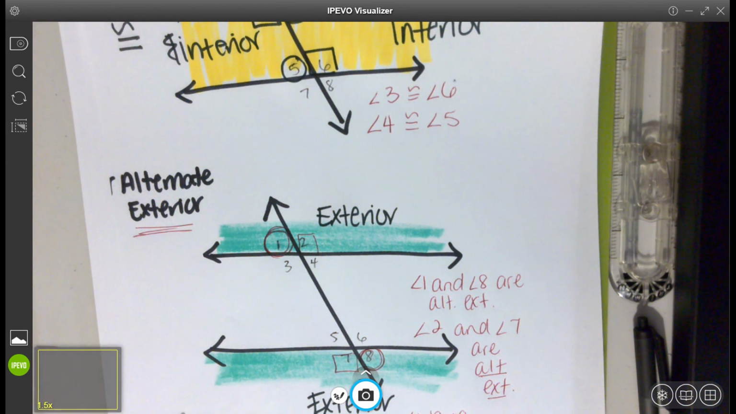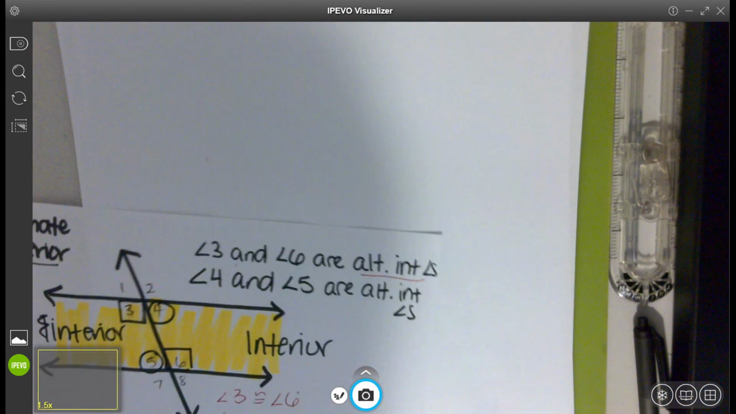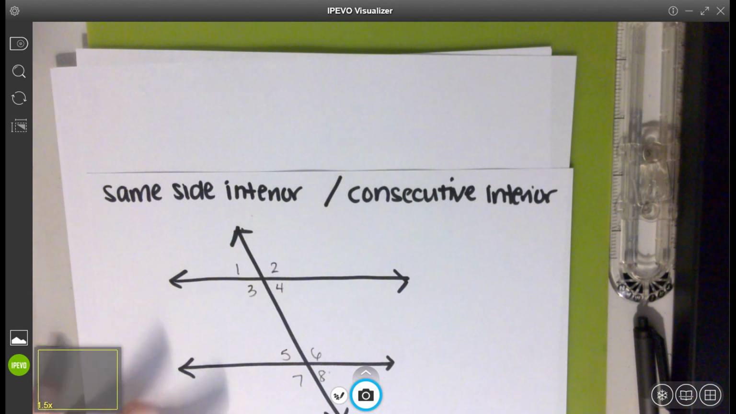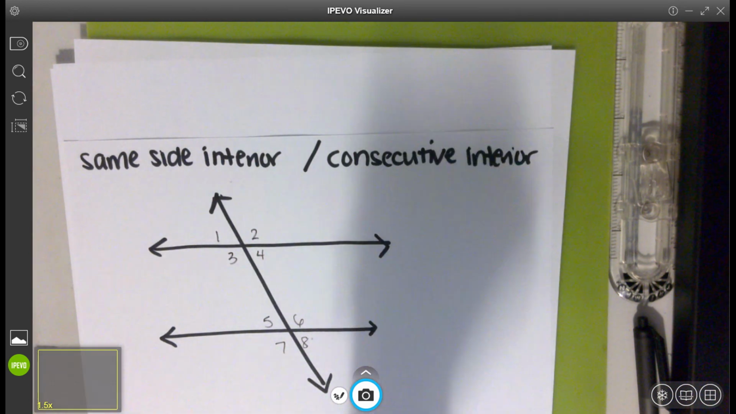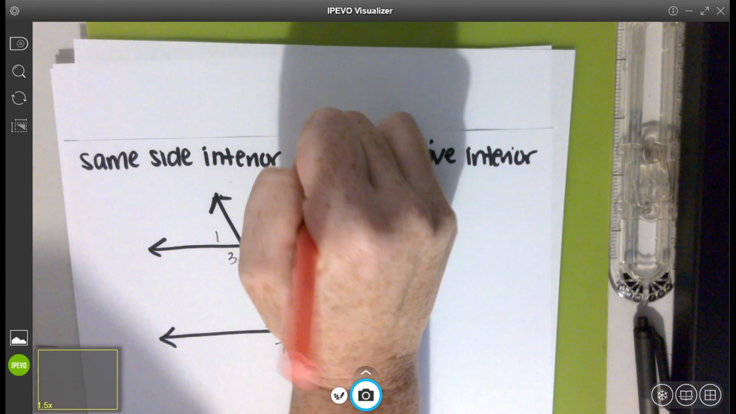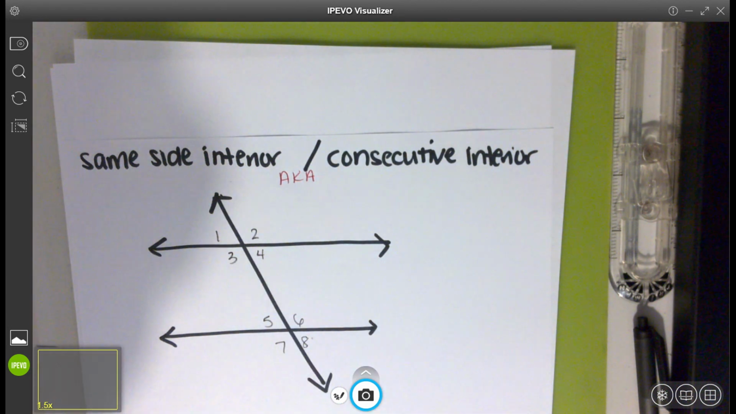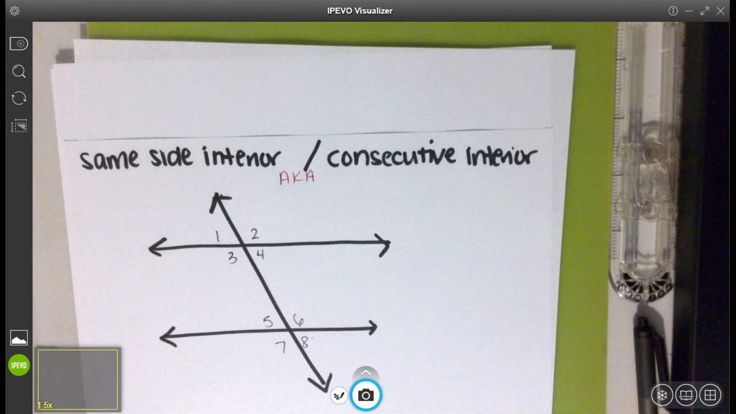All right, last special type is going to be same side interior, also known as consecutive interior. So keyword is interior, so we're going to highlight that interior again.